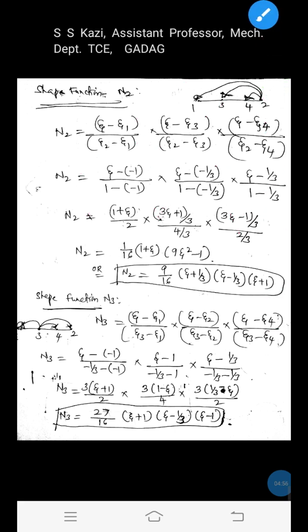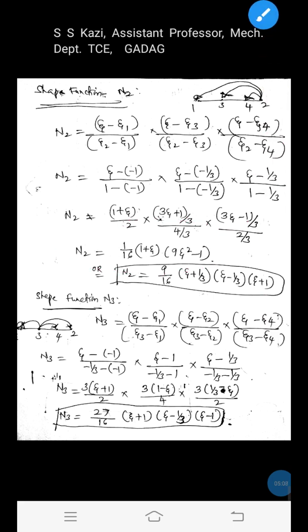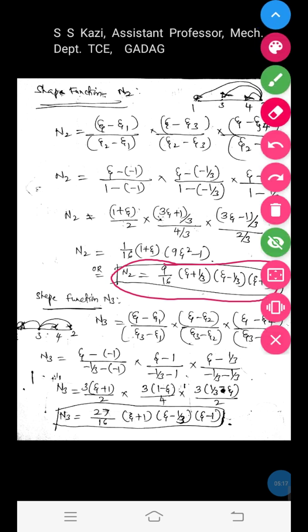Once you substitute all the natural coordinate values and simplify, you will get the N2 value: 1/16 into (1 plus zeta) into (9 zeta squared minus 1), or this can also be written as 9/16 into (zeta plus 1/3) into (zeta minus 1/3) into (zeta plus 1). This is the N2 shape function.